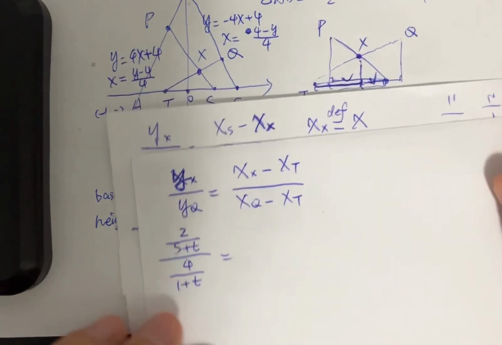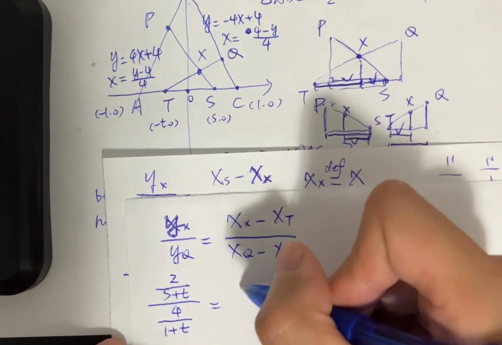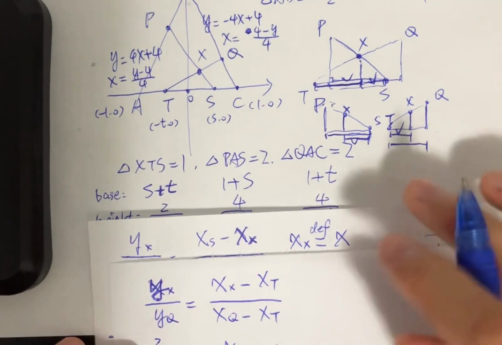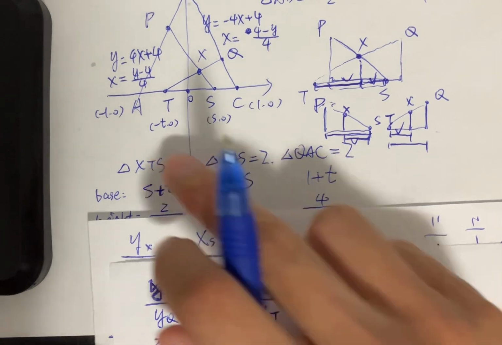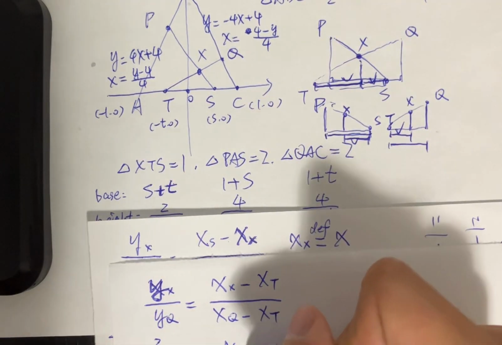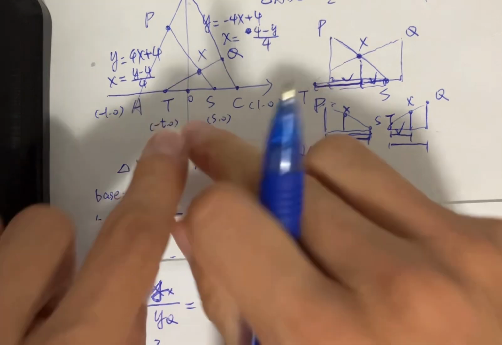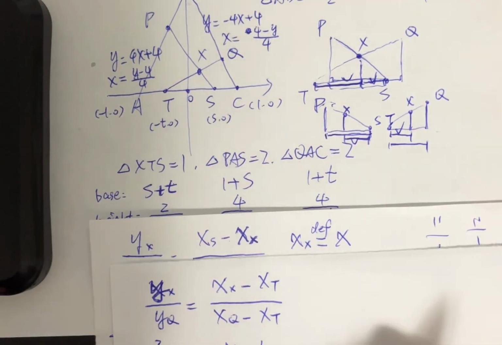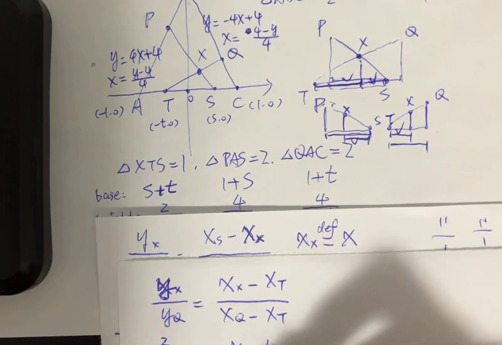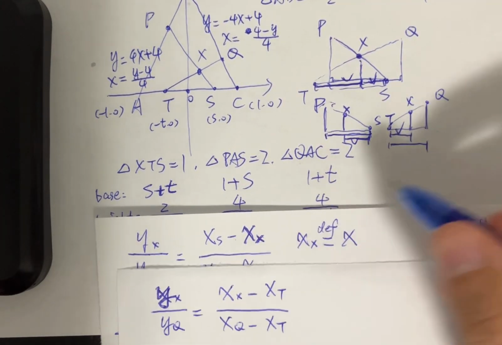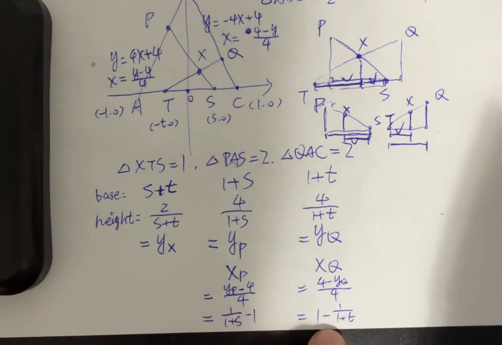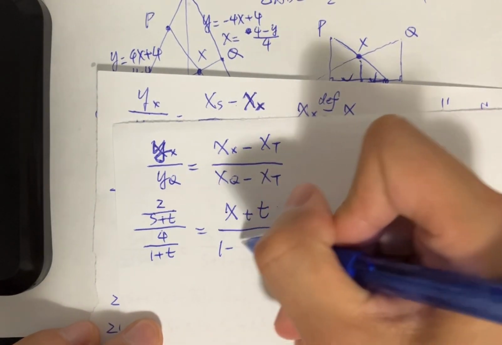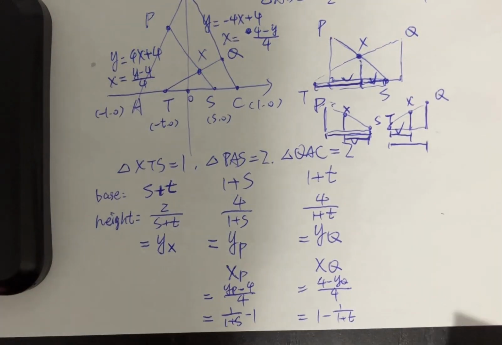1 plus t. On the other hand, we've got this again. This is x, minus xt. Be careful, minus xt. What is xt? Xt is negative t, so minus xt is plus t. That makes sense, right? You add the length of this part on. So it is x plus t, and this is xq. What is xq? 1 minus 1 over 1 plus t. Did I copy right? Yes.